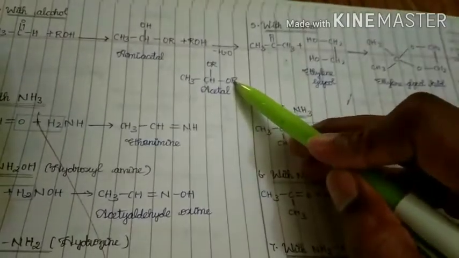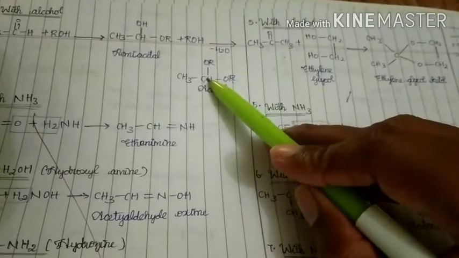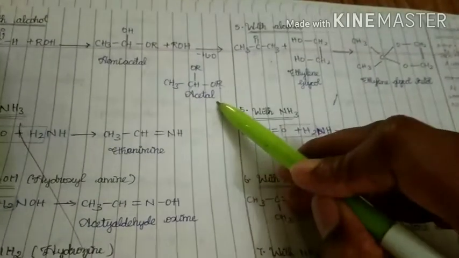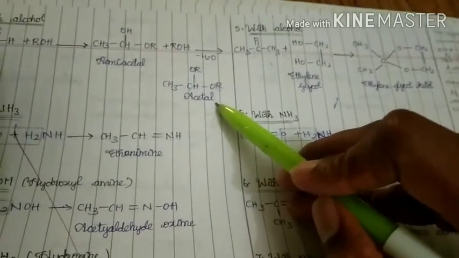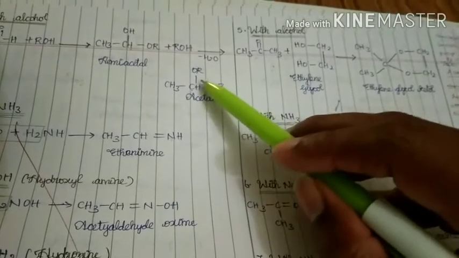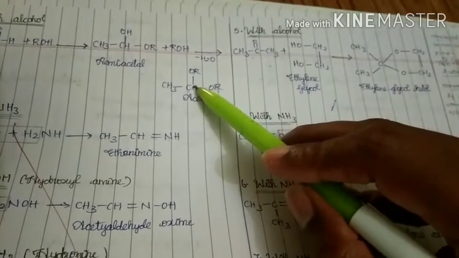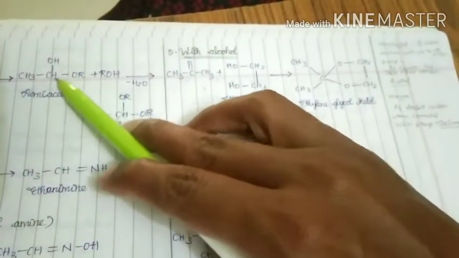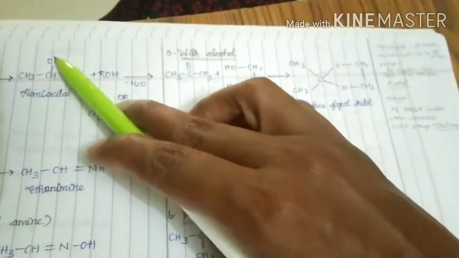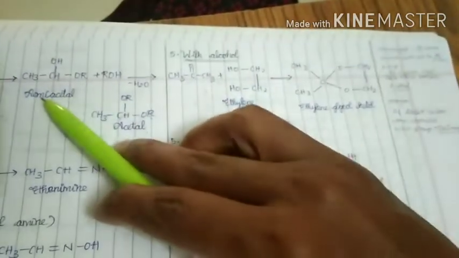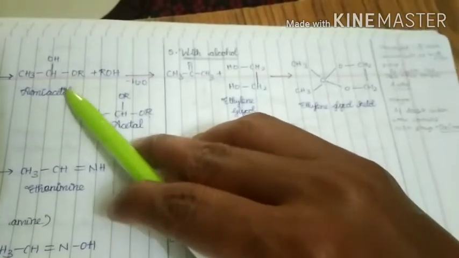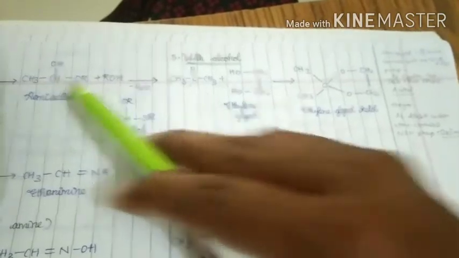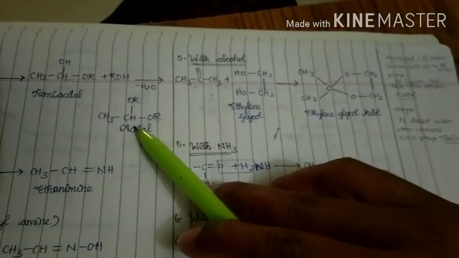If two ether groups are present on one carbon, that is called acetal. I repeat that point, listen carefully. If 2 ether groups are present on this carbon, then that is called what? Acetal. Suppose one ether group and one OH group are present on the same carbon, then that is called hemiacetal. Hemiacetal means ether and OH group present on carbon. If 2 ethers are present on carbon, that is acetal.